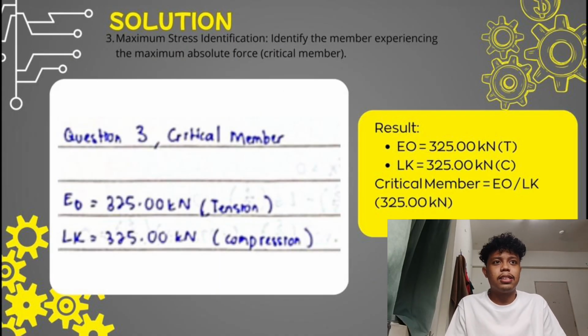And the next question is to identify the member experiencing the maximum absolute force, which means the critical member. And the answer is ED equals 325.00 kN, which means it is tension, and LK equals 325.00 kN, which means it is compression.